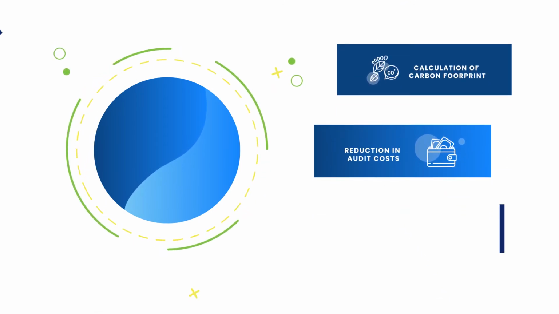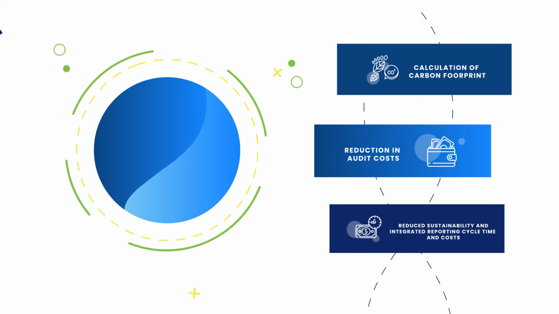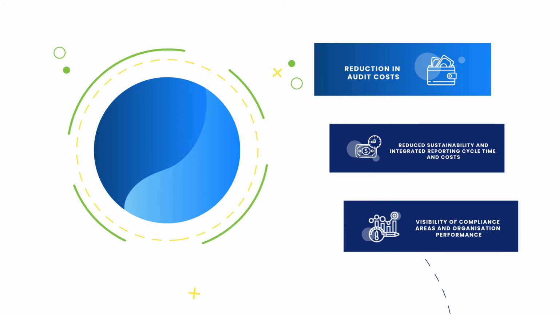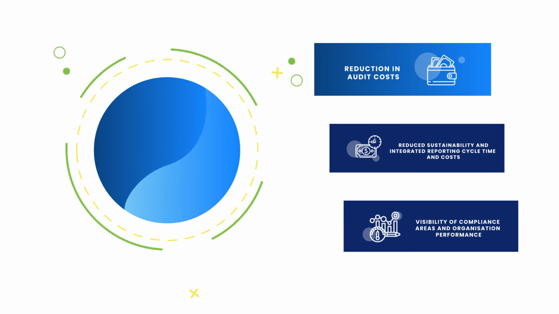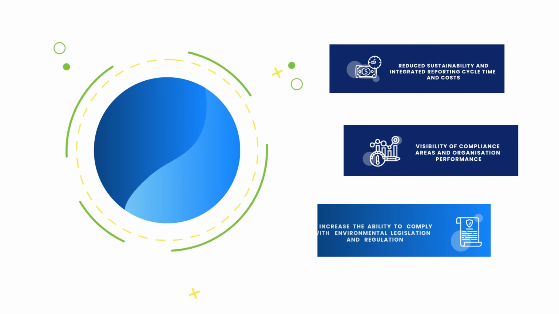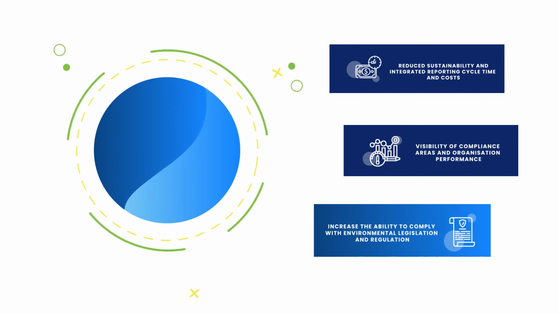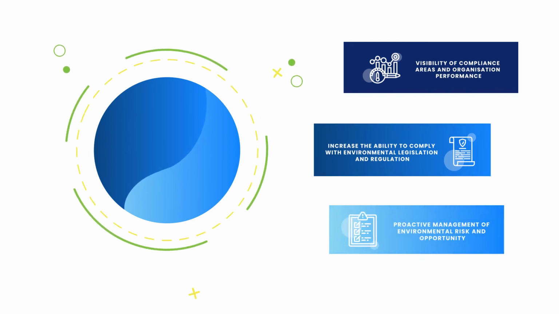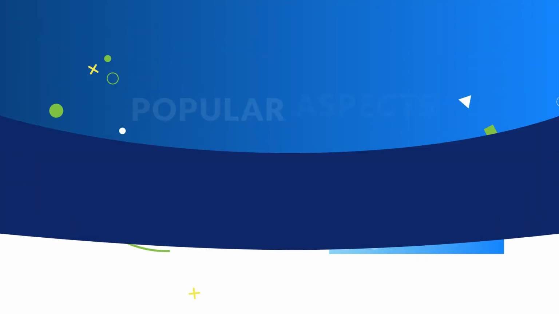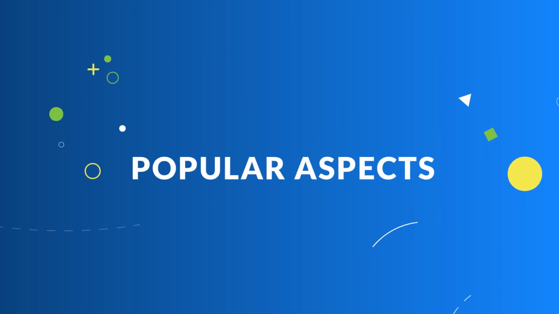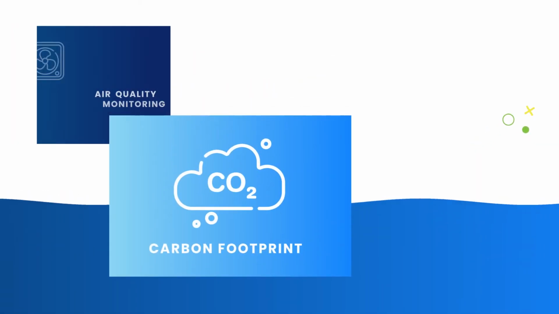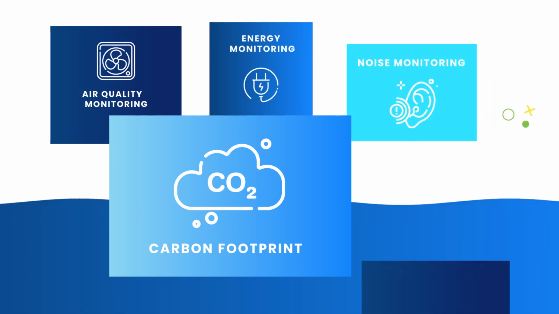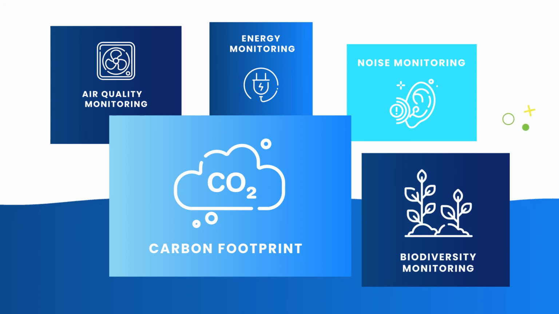in audit costs, reduced sustainability and integrated reporting cycle time and costs, visibility of compliance areas and organization performance, an increase in the ability to comply with environmental legislation and regulation, and proactive management of environmental risk and opportunity. Our most popular ENVIRX aspects include carbon footprints, air quality monitoring, energy monitoring, noise monitoring, and biodiversity monitoring.